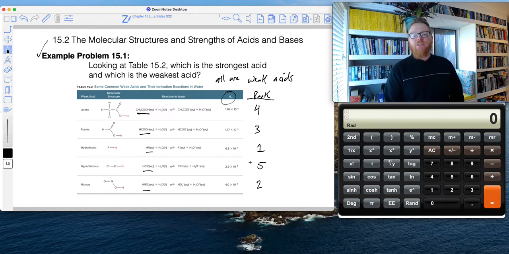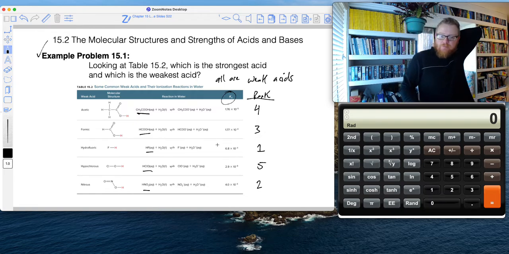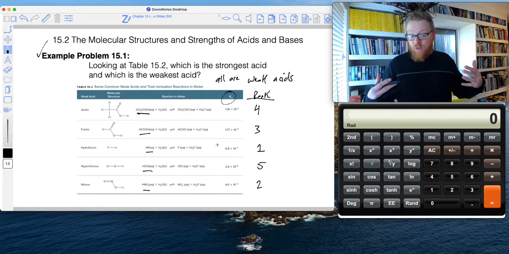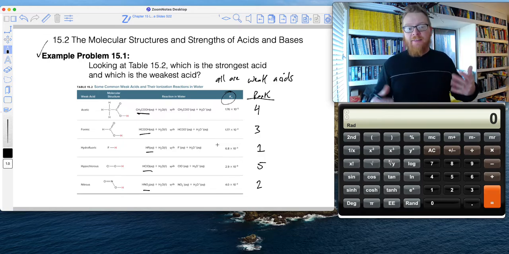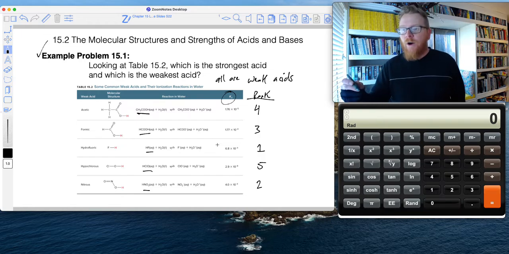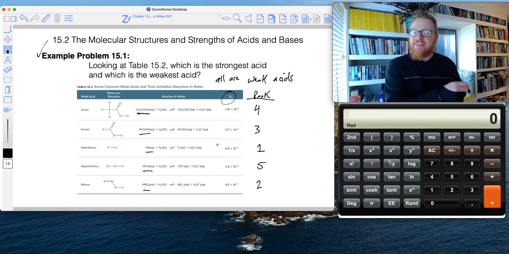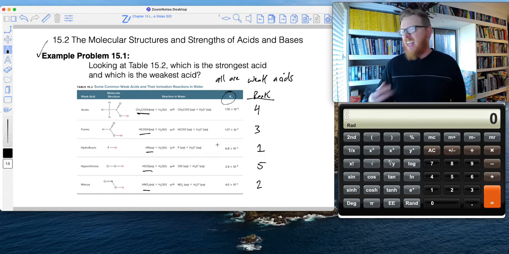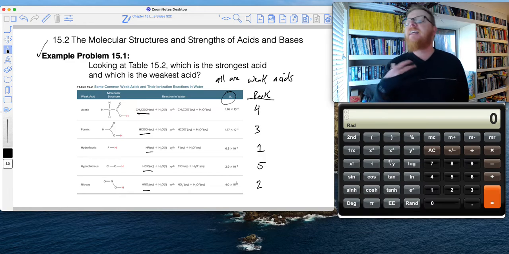So once again, these are all weak acids, but we can rank the weak acids in their strength in terms of their Ka constant. The bigger the Ka constant, the more protons that acid is going to produce, right? The more it reacts to completion, even though it doesn't go to completion, it just goes more. And the smaller the Ka value, the least protons it will make in solution.